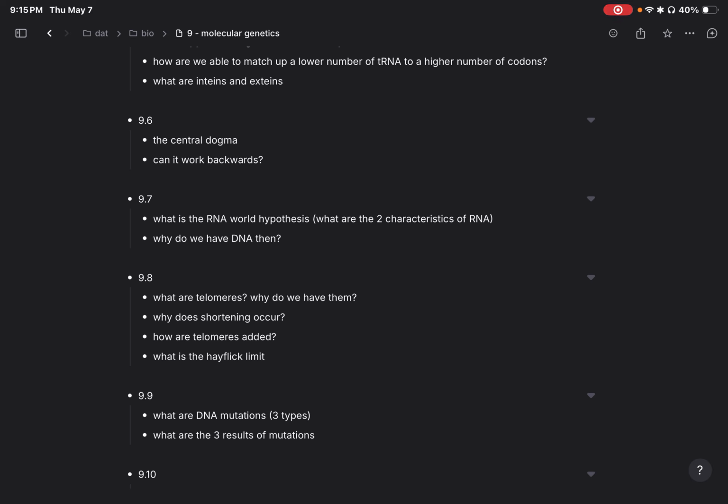RNA has two OH groups, so it's slightly reactive, more negatively charged, so it's going to be more reactive. So that's why we have DNA. DNA has only one OH group, so it's relatively more stable than RNA, so it won't react, and we don't have to risk the genetic material being cooked. You know what I'm saying?